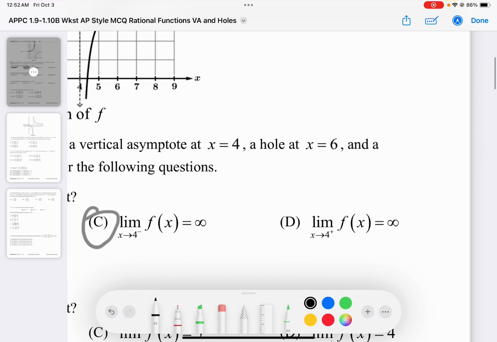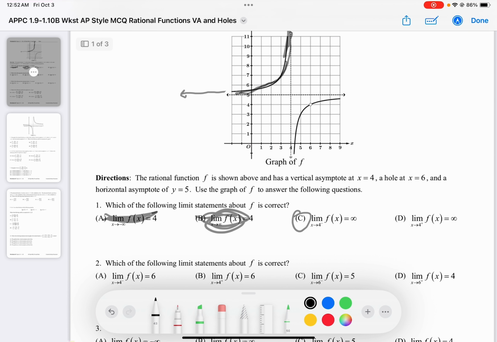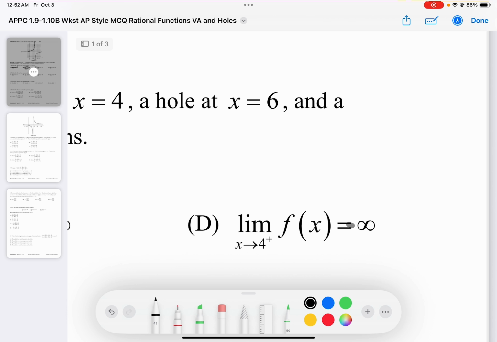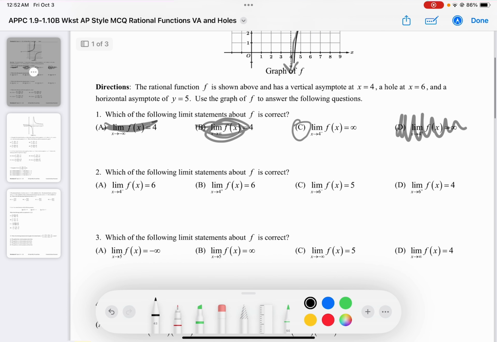Let's check D. The limit as x approaches 4 from the right of f of x equals positive infinity. Well, as I approach from the right side, where am I headed? I'm headed down. So this would be true if this was negative infinity. But it doesn't say negative infinity. So that's not right.